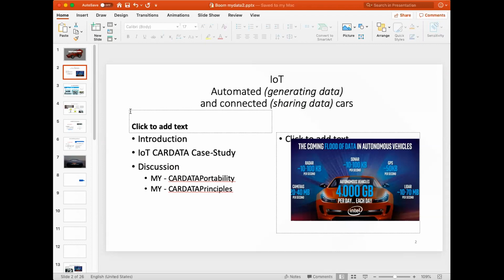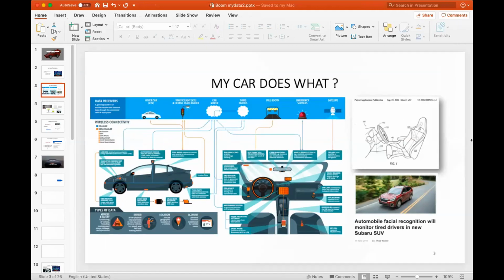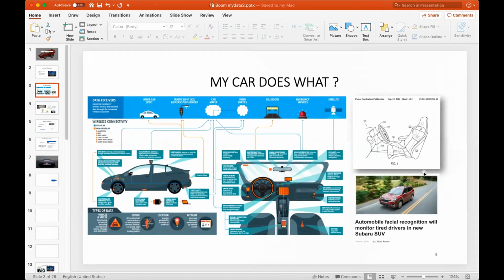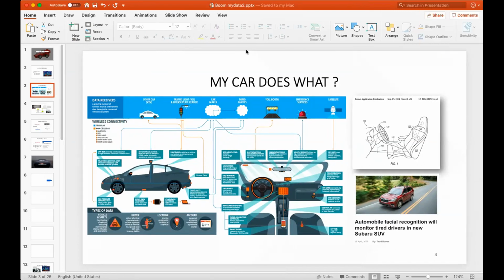So I was talking about the coming flood of data. This is a slide that shows you a little bit about all of the technology that is already in your car. I don't know if it's big enough, but I'm happy to share the slides afterwards, of course. Let me see if I can make it a little bit bigger for you. I think we get the point. So a lot of sensors are already in your car that are recording a lot of data.